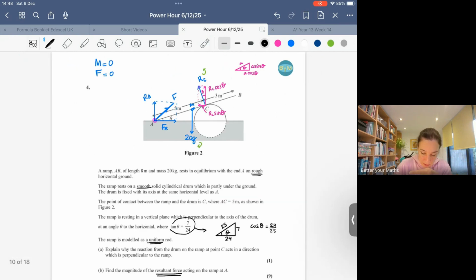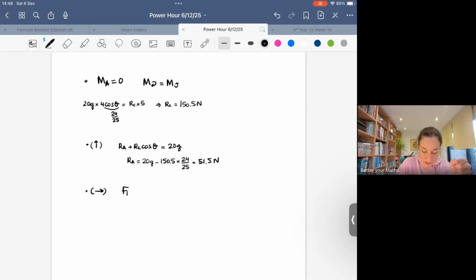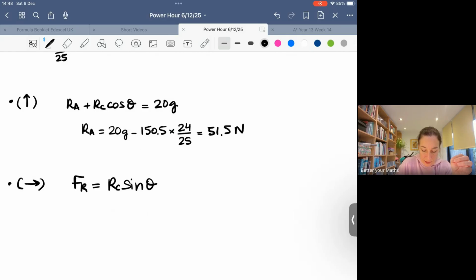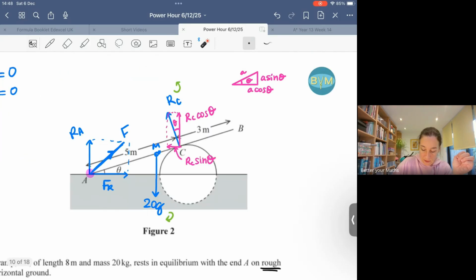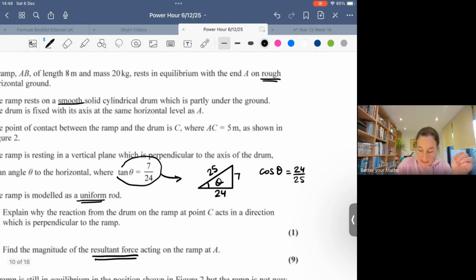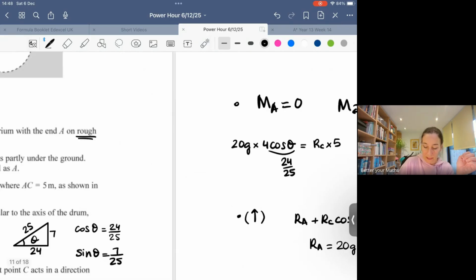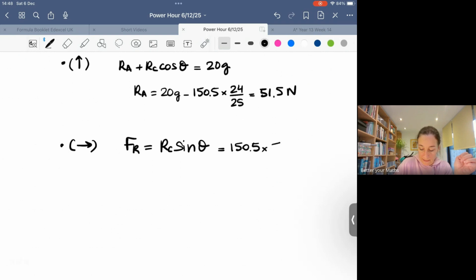So forces pointing to the right is only the friction. Forces pointing to the left, R C sine. So friction to the right is equal to the force to the left. So the friction is going to be the 150.5 that we found before, multiplied by sine. If you look at this triangle, sine theta is 7 over 25. So multiply by 7 over 25.